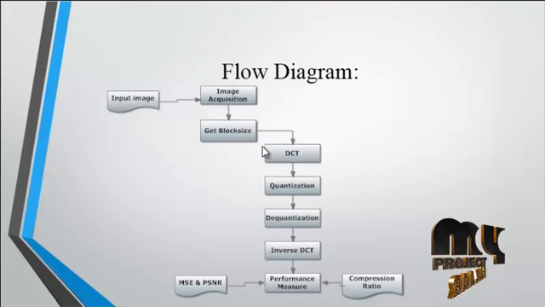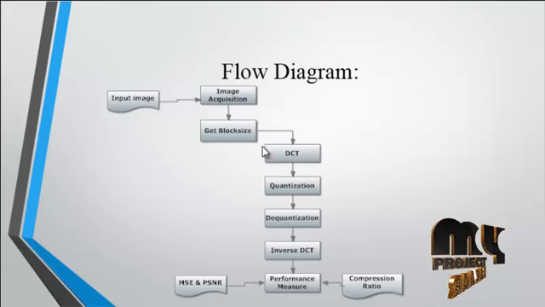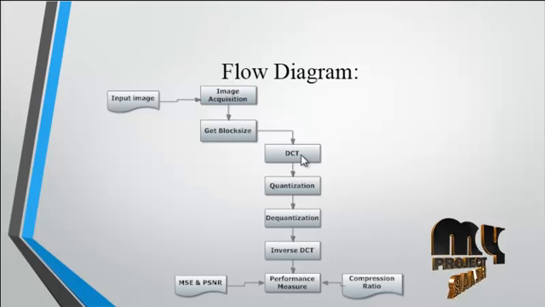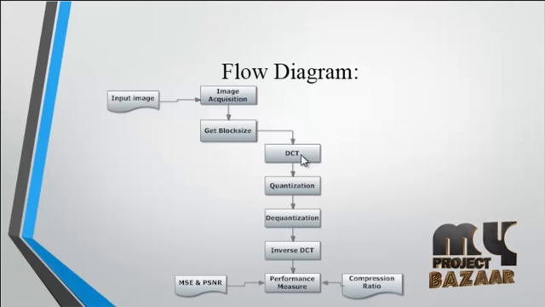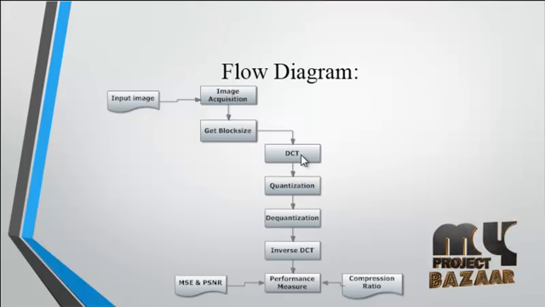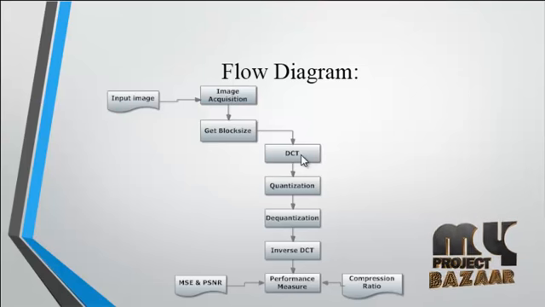When giving the block size as 16 or 8, it will be segregated as per the size we have given. After the block separation, the DCT is applied. The DCT is abbreviated as discrete cosine transform. After applying the transformation, the quantization is carried out. In this quantization step, we have to quantize the image by the transformation.